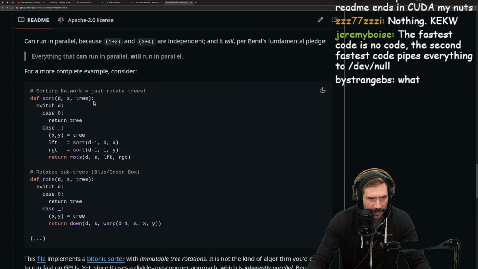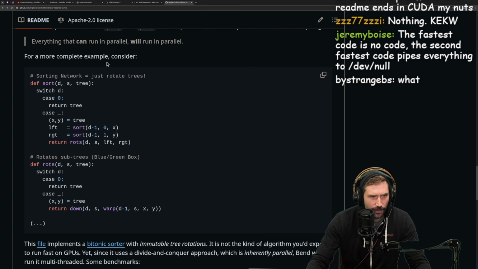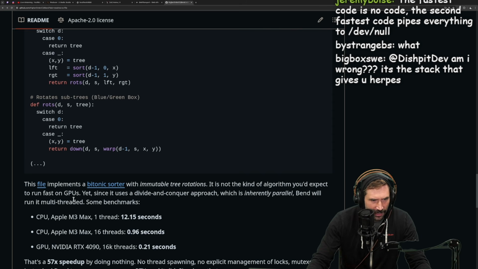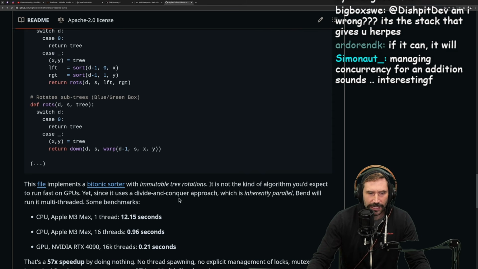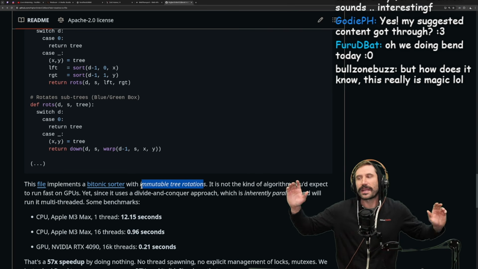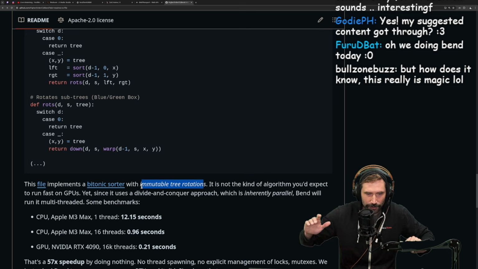Interesting. Okay, let's look at the tree example. There we go. For a more complete example, here's that tree thing, which I just don't understand. This file implements the bitonic sorter with immutable tree rotations. Okay, so there you go. So it creates copies. There you go. That was my question. Was the copying?